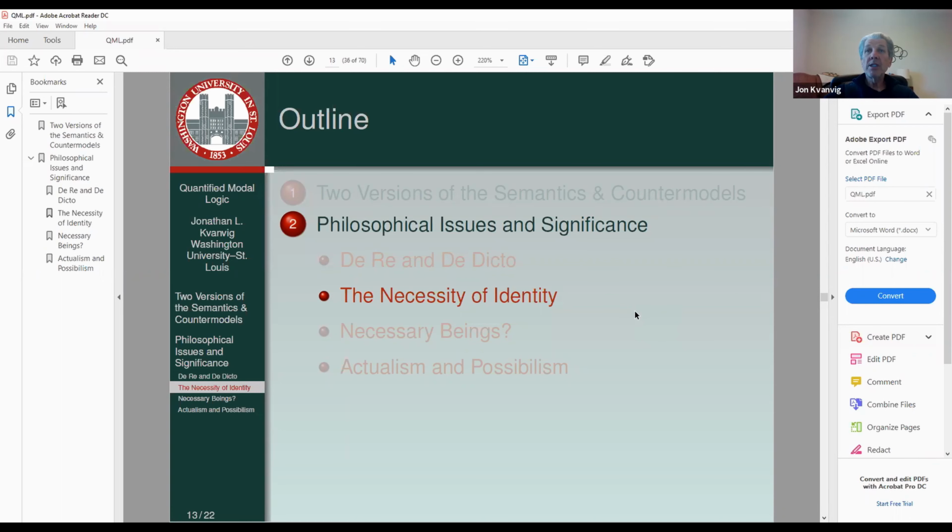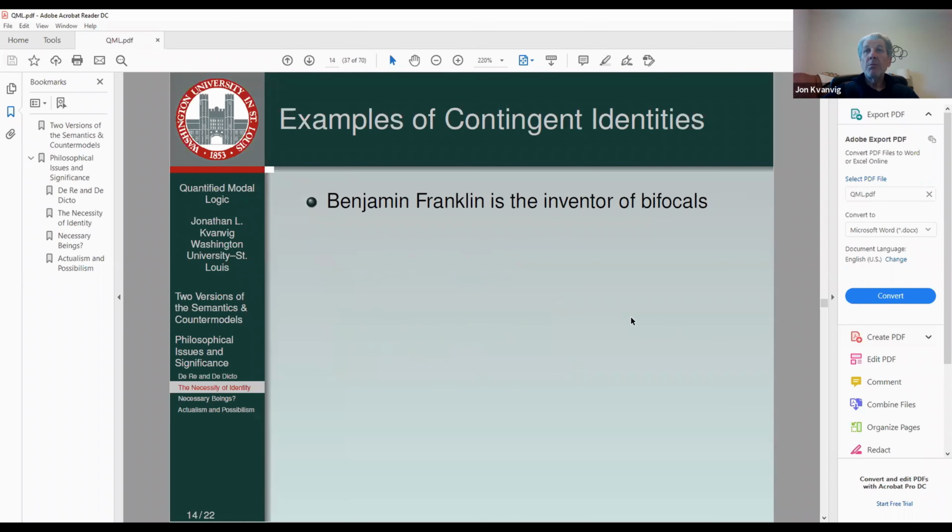So you've got A equals A, and then you put a box in front of it. And that looks like it says necessity applies to identity claims. So identity is necessary. But there are examples that seem to suggest that identities don't have to be necessary. They could be contingent. So here's some sentences. Ben Franklin is the inventor of bifocals. I don't know if you knew that's true. It is true. 9 is the number of planets. That's not true. It's supposed to, I think it's 8, but it doesn't matter.